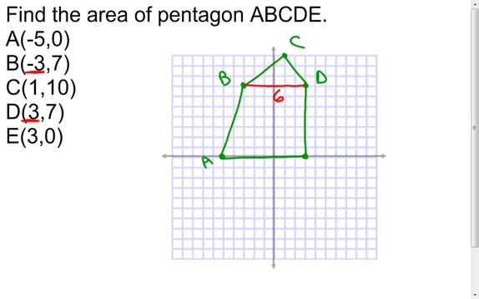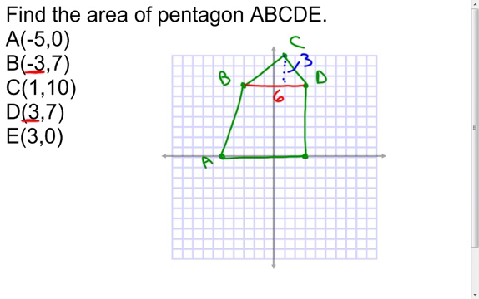Well, how far is it from -3 to +3? Subtract them. -3 minus 3, it's -6. Distance is always positive, so my length is 6. But then I also need to know what's the height of my triangle, which would be right here. Well, one, I could count it. If I count it, I find out that that length is 3.